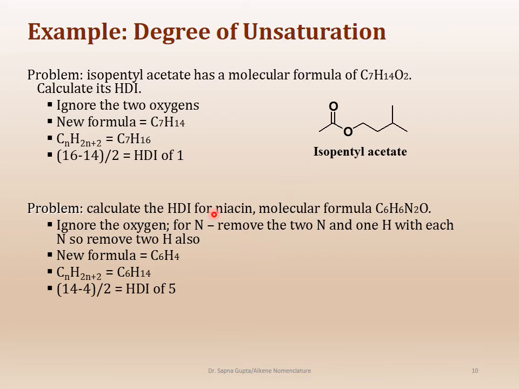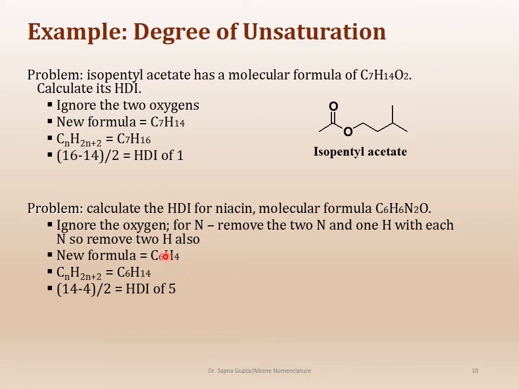The next one, calculate the HDI for niacin. The molecular formula is C6H6N2O. Again, we're going to ignore the oxygen, because oxygen just fits in, as we just said. For nitrogen, we have to remove the two nitrogens, and remember, one hydrogen goes with each nitrogen. So if we are removing two nitrogens, we also have to remove two hydrogens with it. So when we do that, our new formula is then C6H4.